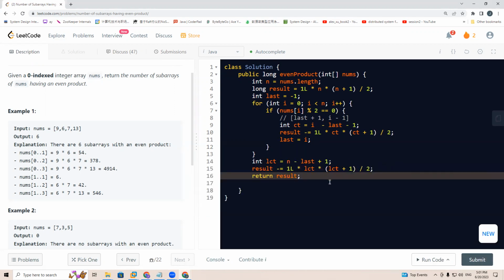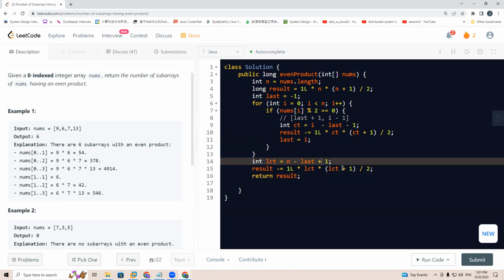Minus equal to count, i minus 1. Sorry, this should be minus 1, okay?